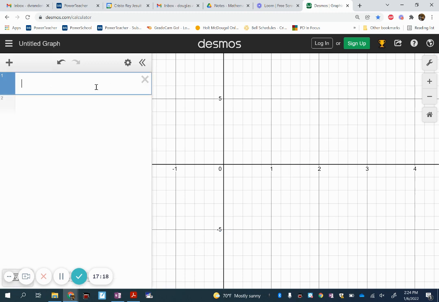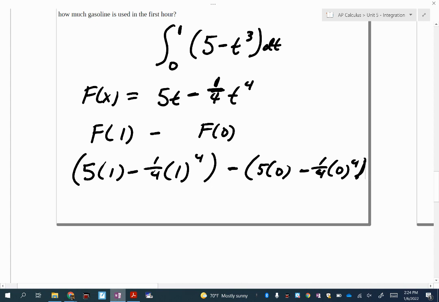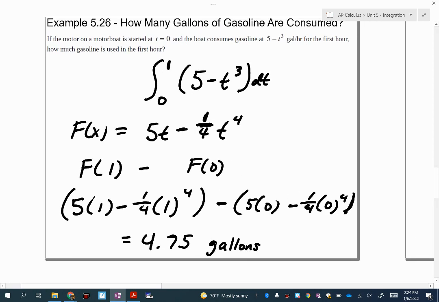All right, so I'm going to type in 5 times 1 minus 1/4 times 1 to the fourth power. So 4.75 is going to be our answer. We'll get you the units there. So we have 4.75 gallons of gasoline have been used in the first hour for this boat.